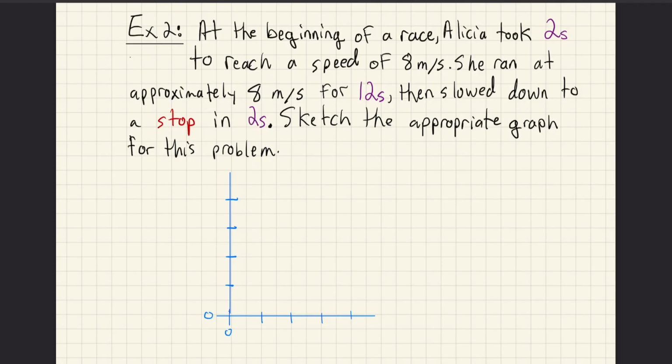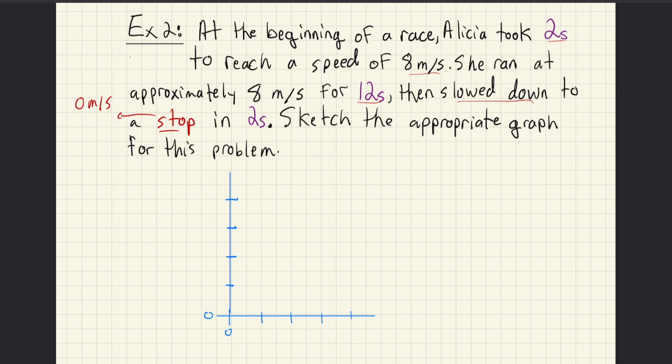For our second example, it reads: at the beginning of a race, Alicia took 2 seconds to reach a speed of 8 meters per second. She ran at approximately 8 meters per second for another 12 seconds, so she's at that constant speed for 12 seconds in total. Then she slowed down to a stop in 2 seconds. I underline the word stop because that tells us the speed is actually 0 meters per second. Sketch the appropriate graph for this problem.